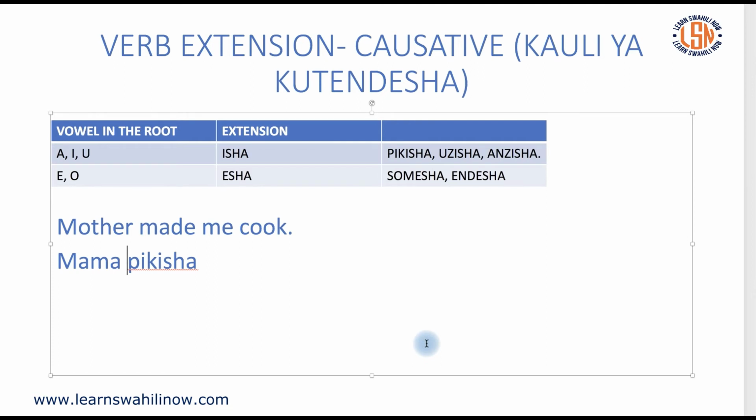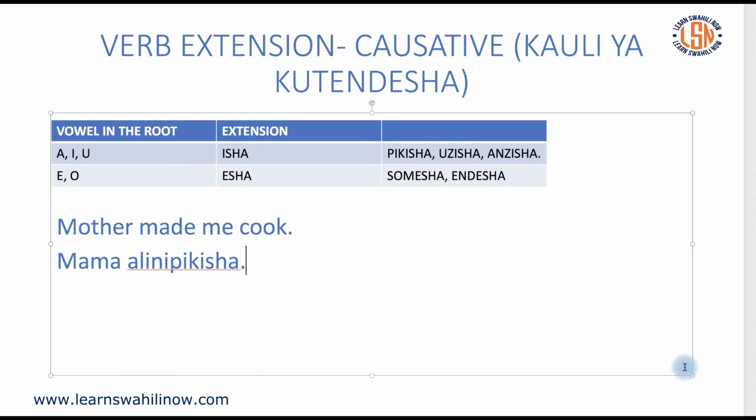So what is the subject prefix for mother? It will be a. And then what tense are we working with? Past tense, li. And then who did she make cook? Me. So the object infix for me is ni. And there we have it. Mama alinipikisha chakula. Again, if you have trouble with how to break down verbs, please go and have a look at the previous videos that I've done about how to create a verb in Swahili.